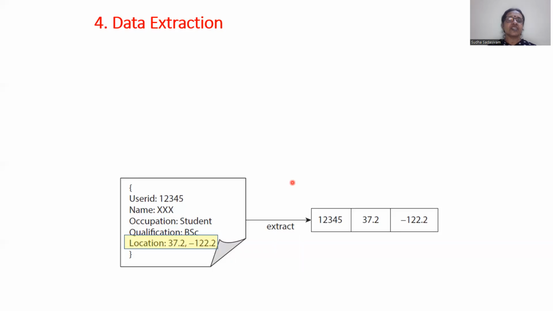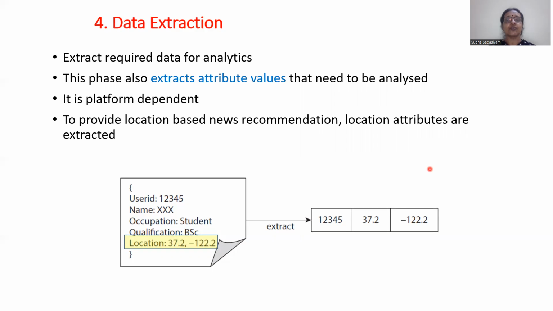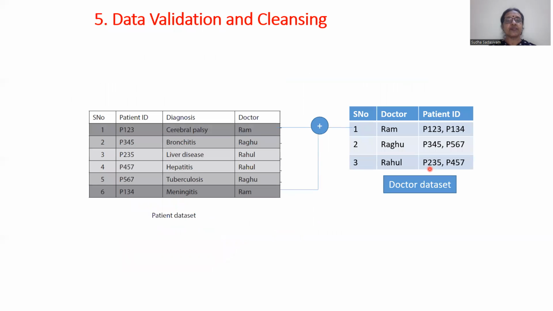Then the next phase is the data extraction phase. All the attributes of the data that are necessary in order to create the application are extracted in the data extraction phase. For example, in a recommendation system, if a location-based recommendation is to be given, the location attribute of latitude and longitude is important. So that is extracted in order to give the recommendation suitably. So extraction depends upon the type of application and it is also platform dependent.